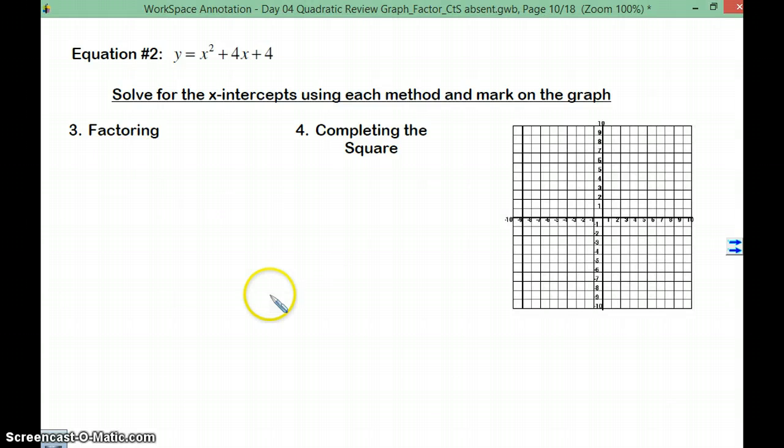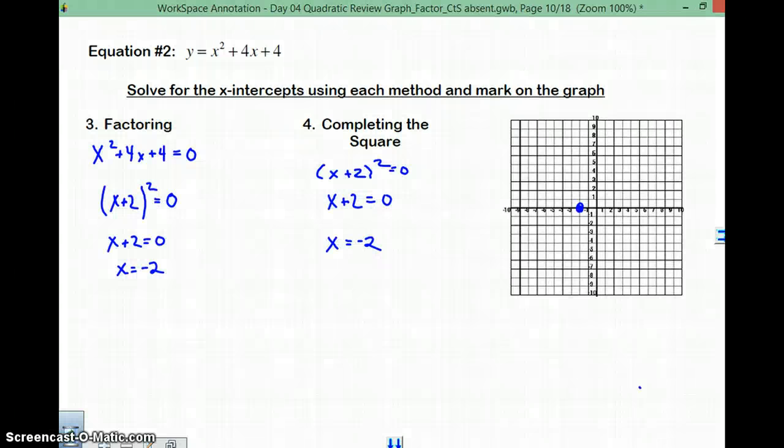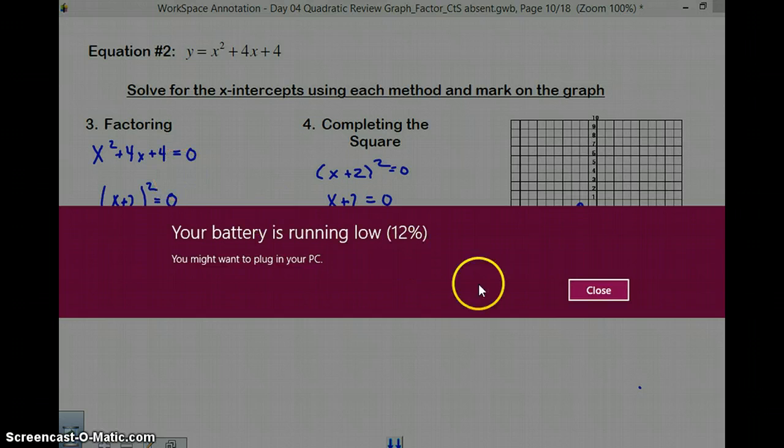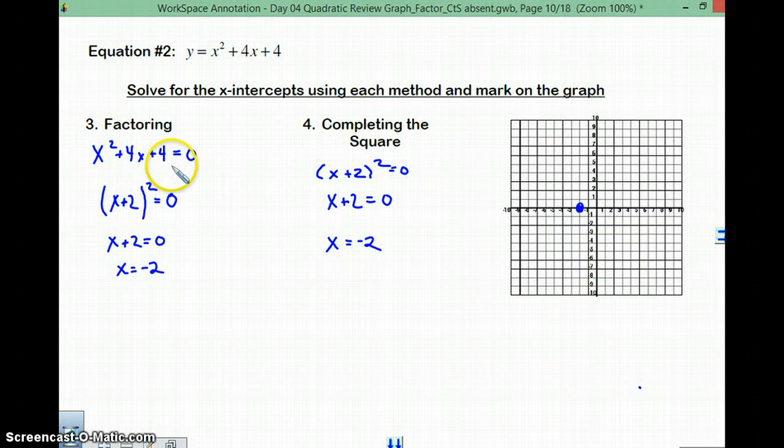Okay. See if you can figure this out, and then pause the recording and check your answers against mine. All right, when you factor, I noticed that this was a perfect square trinomial. When I factored it, I got x plus 2 squared equals 0. There's only one root because both of the factors are identical. Same thing with completing the square. I don't even have to complete the square because it's already a perfect square trinomial. Here's my answer.